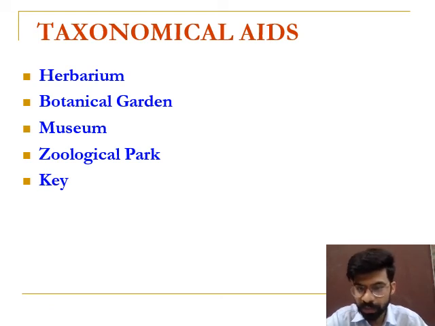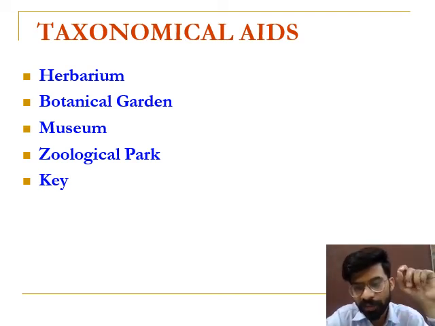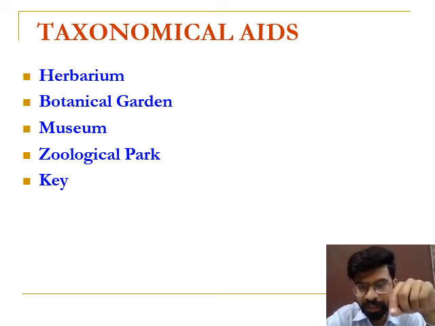Last one is key. Key is an analytical device, a catalog, in which we select one character or eliminate the other character, so that we can easily identify and place an organism into a convenient group. So these are some taxonomical tools that are used to classify or to identify the different organisms.